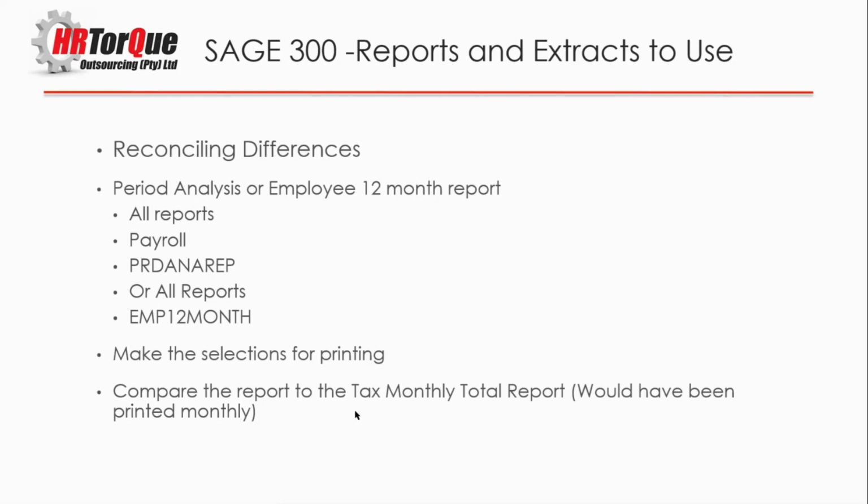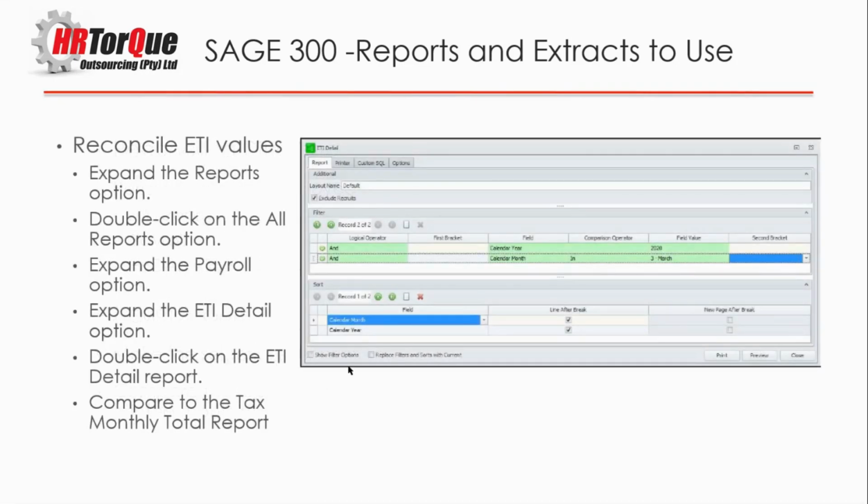And how would we do it? We compare the report to the tax monthly total, which you can either see in summary, so in other words, one line, or you can go in and drill down and see the actual detail of it. ETI, our favorite. If we want to have a look at that, we do have an ETI detail report. And again, in our report section, all reports, payroll, ETI detail.